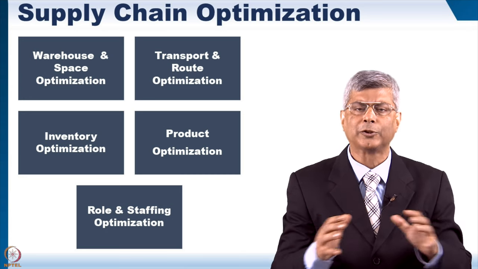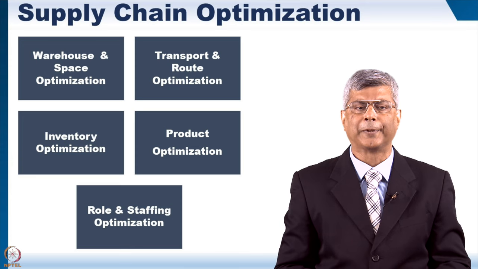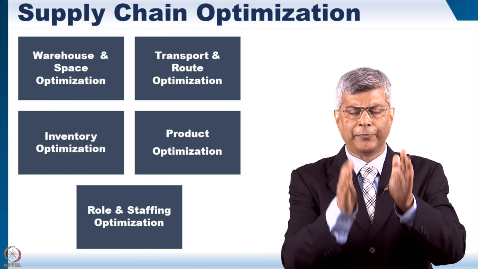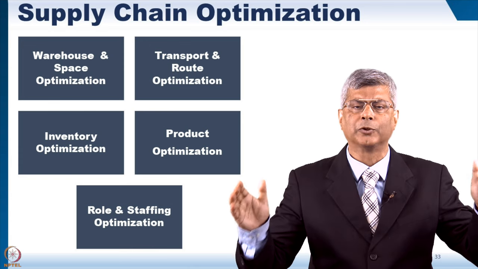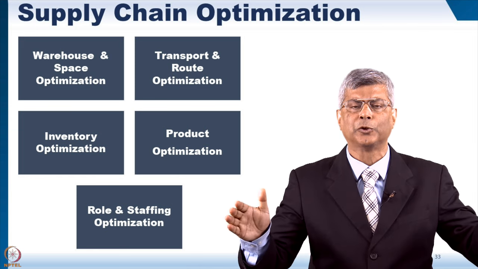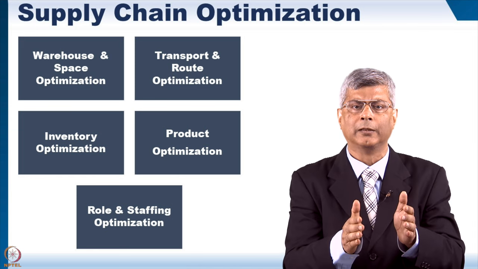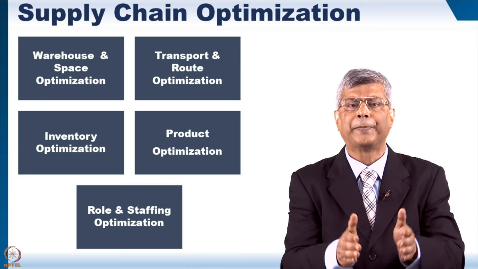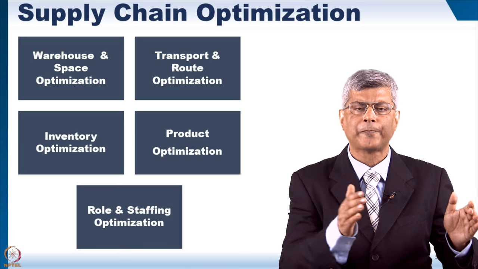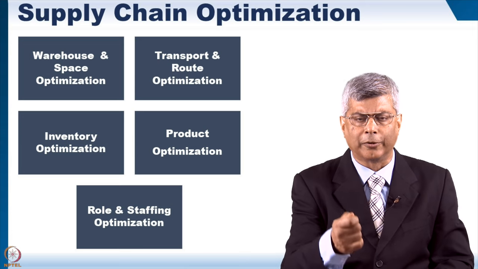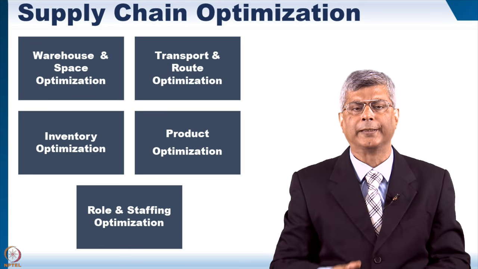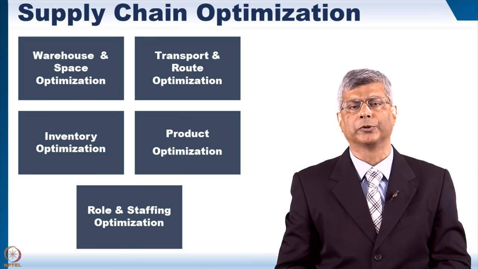And you can almost optimize all the pieces of the supply chain, starting with warehouse and space optimization. If your inventory is so much, you don't want a warehouse that is so small, because there will not be space in the warehouse. So you always have to optimize your warehouse and your inventory levels so that there is neither too much space or too little space.